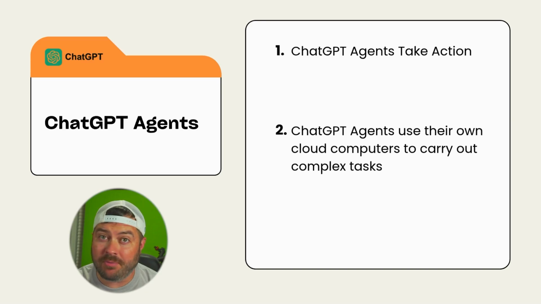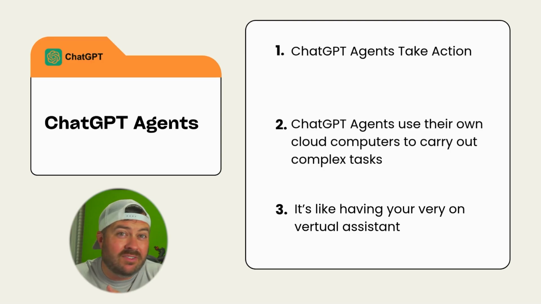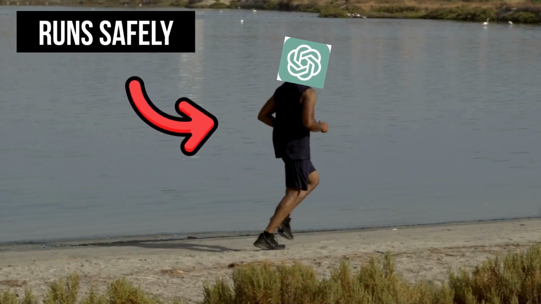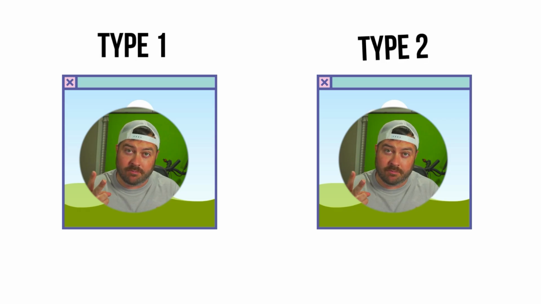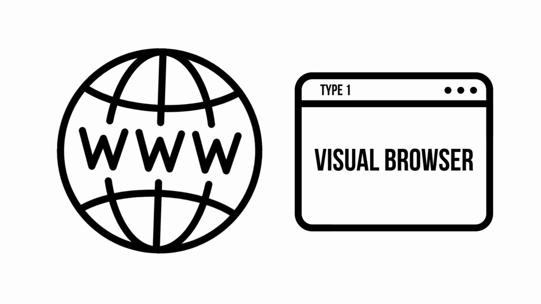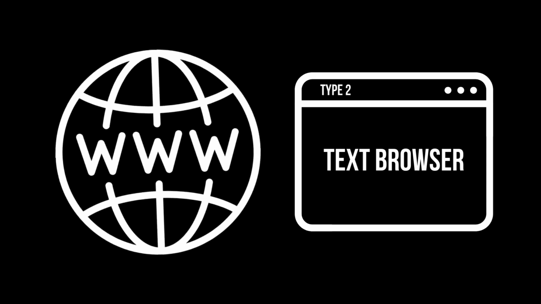But before we dive in, if you're wondering what exactly is a ChatGPT agent, I got you covered. So ChatGPT agents, they take action for you. They use ChatGPT's own cloud computers to carry out complex, multi-step tasks from start to finish. Basically, it's like giving your to-do list to a virtual assistant. Now, these agents run safely in a closed environment, and they have access to two types of browsers. One is a visual browser that interacts with websites, and the other is a text browser for fast and lightweight tasks. So the question is, can this AI agent actually do something useful?